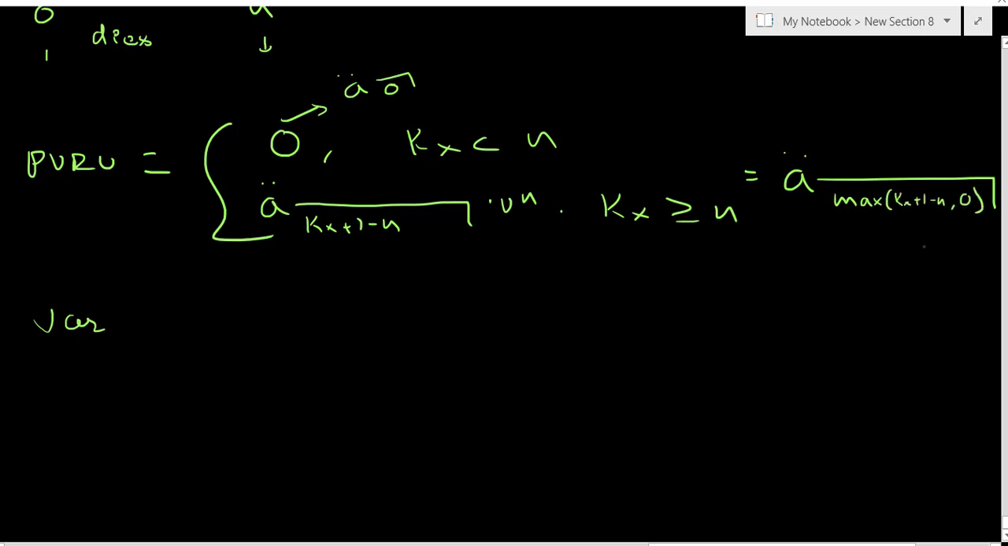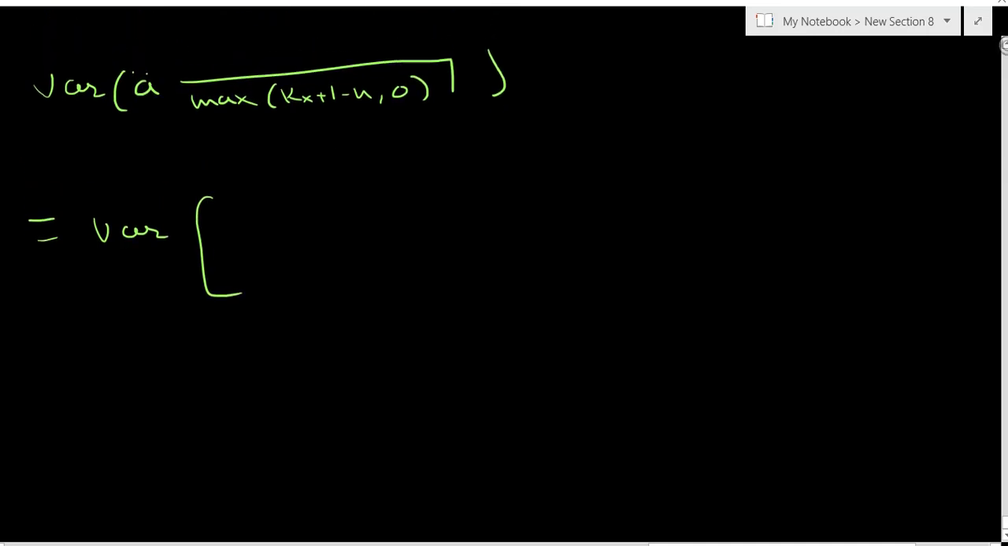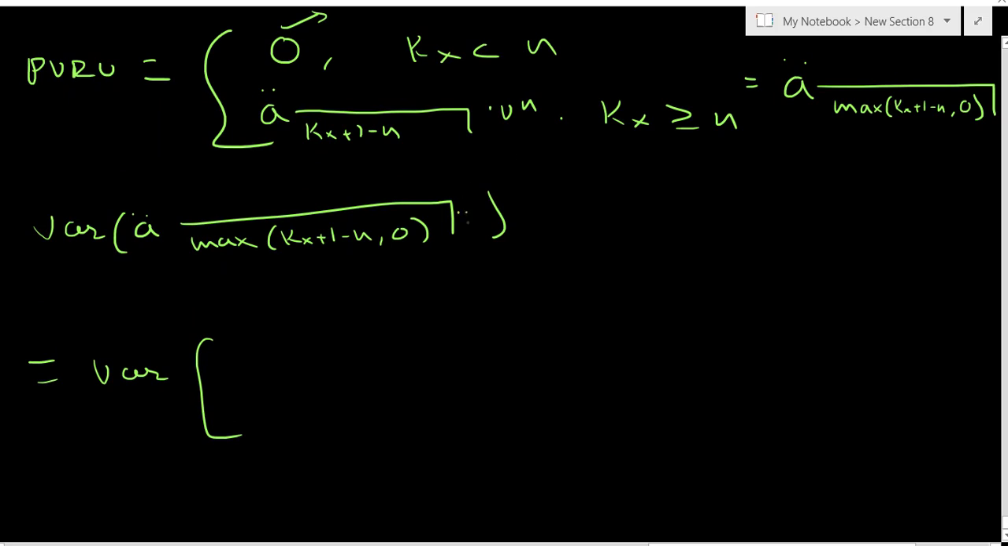Okay, so I can just write it as the maximum of these two. So this is the variance of A due to the maximum of kx plus 1 minus n comma 0, right? And if I evaluate this, this is just the variance of, into Vn. Obviously, there will be a Vn here. I'm sorry, I got to write that Vn because it's a Vn here.